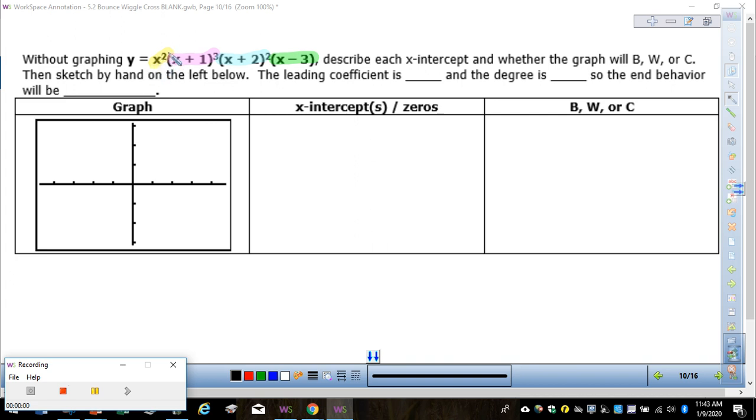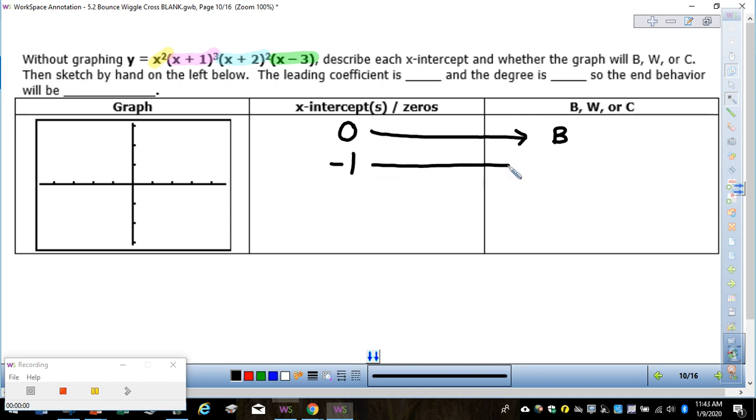So the first factor we have is x squared. The x-intercept associated with that is 0. And the exponent attached to it is 2. And so anytime it's an even exponent, it's going to bounce. The next factor we see is x plus 1. We're going to change it to the opposite sign to get the x-intercept, which is -1. The exponent is 3. When we have an exponent of 3, it's going to wiggle at the x-intercept.